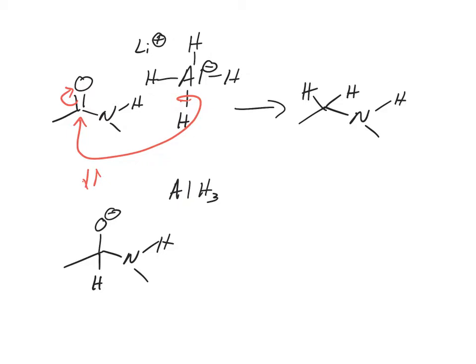Do we have any good leaving groups in this tetrahedral intermediate? No, not really. But what we did create was aluminum with 3 bonds. So what happens is actually this O minus will bond to the aluminum, because if you think about it, aluminum doesn't have a full octet. So now there's a minus charge on the aluminum. Nitrogen is still here.